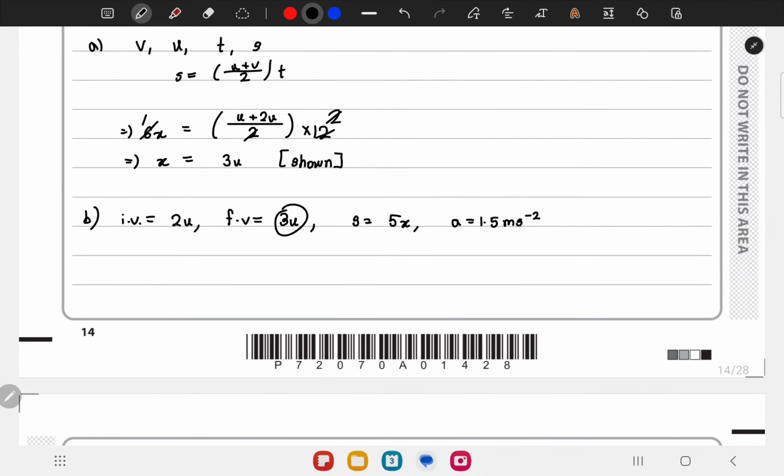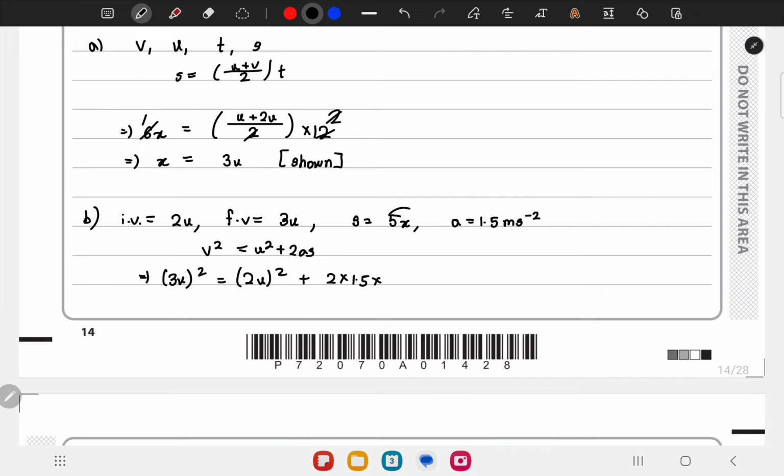We have to find the value of u. So we can use s equals to, sorry, we don't have the time over here, so we'll use v square equals to u square plus twice as. The final velocity is 3u, so square that. The initial velocity is 2u, square that, plus 2 times 1.5.